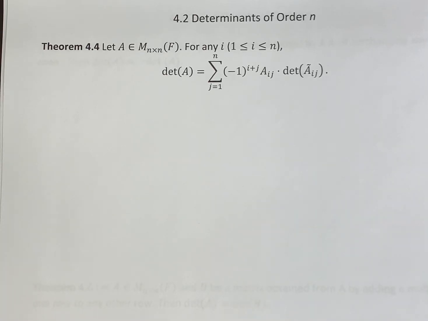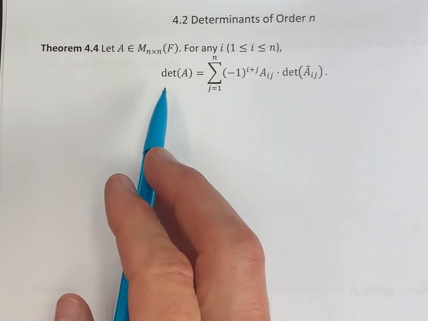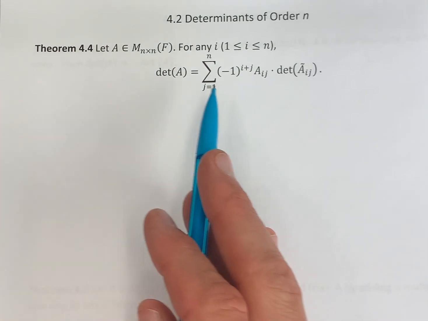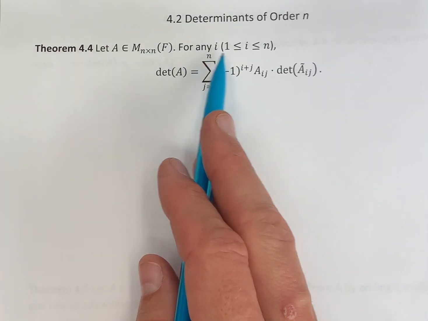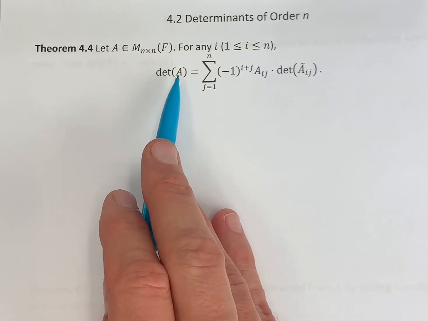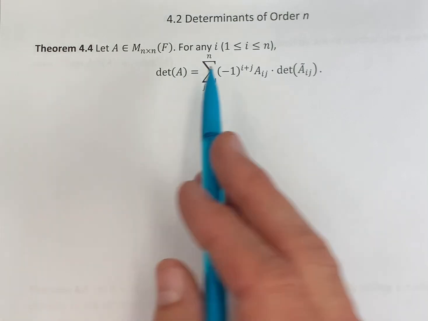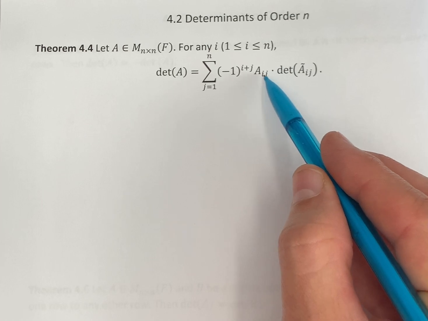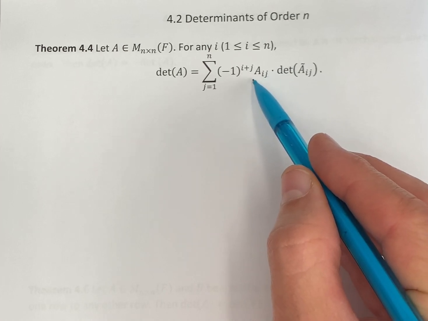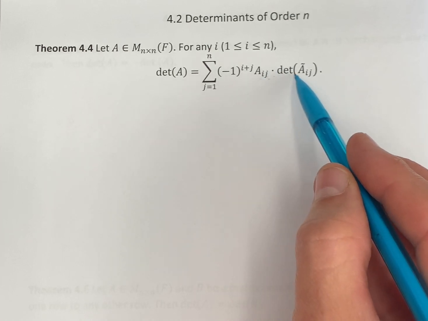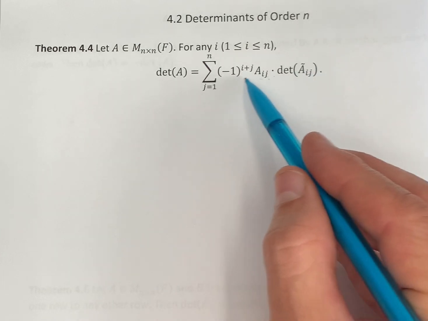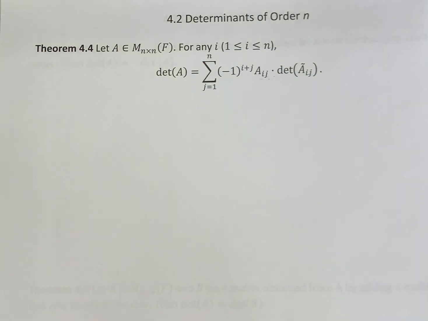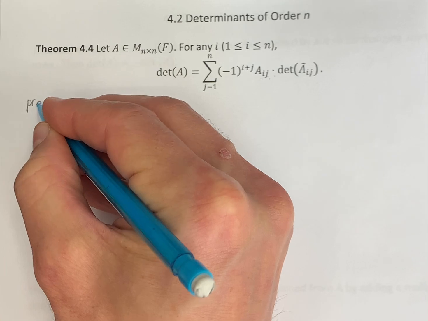Let's have a look at theorem 4.4. If A is an n by n matrix, then for any row i in A, the determinant of A is equal to the sum along that row of each entry in the ith row times the determinant of the minor with the appropriate negative ones in front. Okay, so let's think about the proof of this.